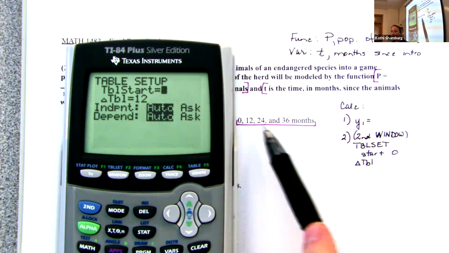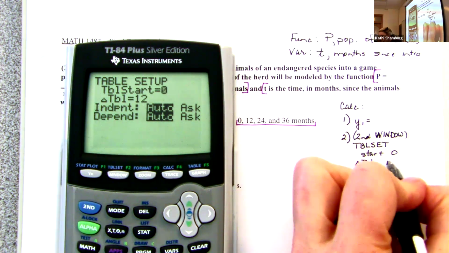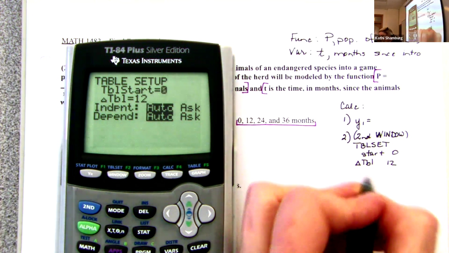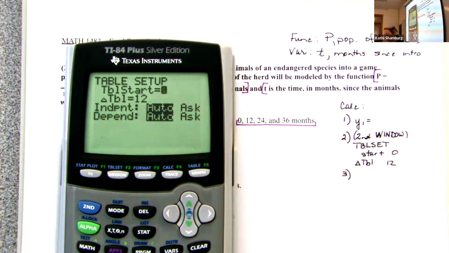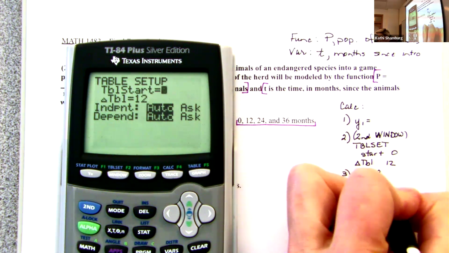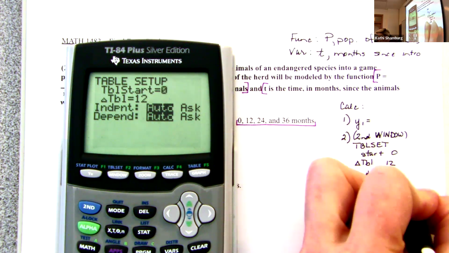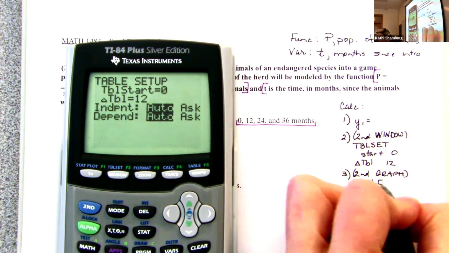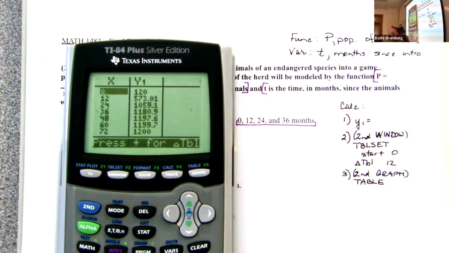And what are they counting by? Well, mine are already set. I'm going to guess yours aren't. So once I get the table set in, what is the last step? Table, which is second graph. All right, so there's my table.